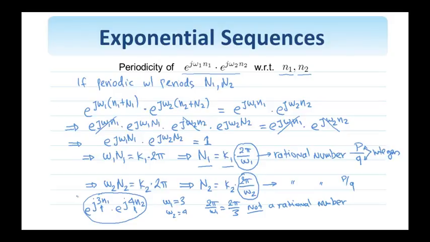So, in summary, what we have seen in the last two slides is that unlike the continuous time complex exponentials, which are always periodic in the time or spatial domain, and are not periodic in the frequency domain, the discrete time complex exponentials are periodic in the frequency domain and may or may not be periodic in the spatial or time domain, as we just saw right here.